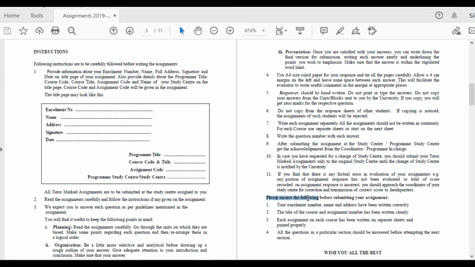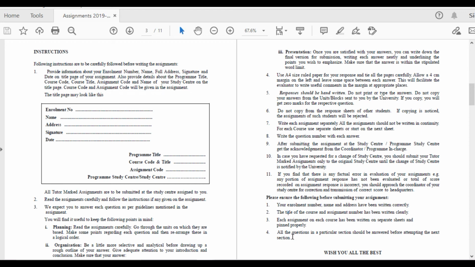Now, last, please ensure that the following is attached. Your enrollment number, your proper address, the title of the course, that is MAPC, and the assignment number, that is, for paper 1, whatever code it has, that needs to be written carefully. Each assignment for each course should be written on separate sheets and printed properly. So each assignment, like the paper 1 bundle, should be carefully tied up, and the other papers the same way.